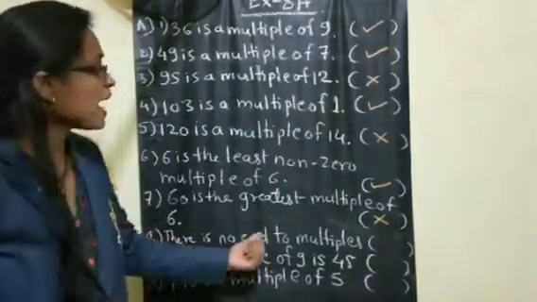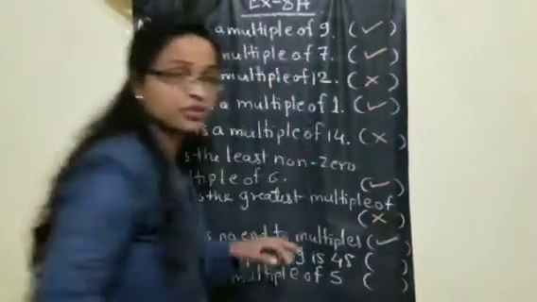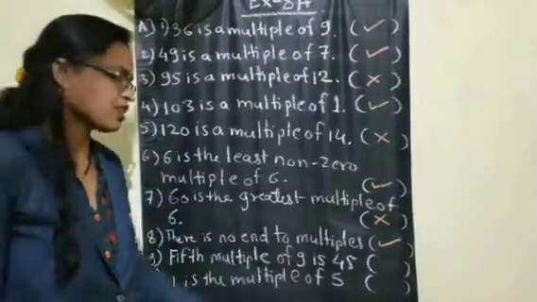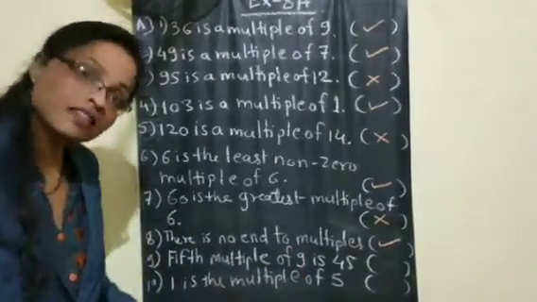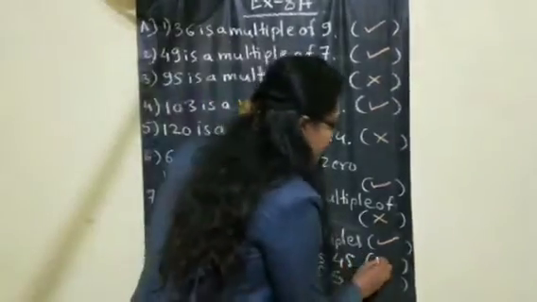Eighth. There is no end to the multiples. Correct. It is an infinite process according to the property. Ninth. Fifth multiple of 9 is 45. Correct, because 9 fives are 45. So the fifth multiple of 9 is 45.